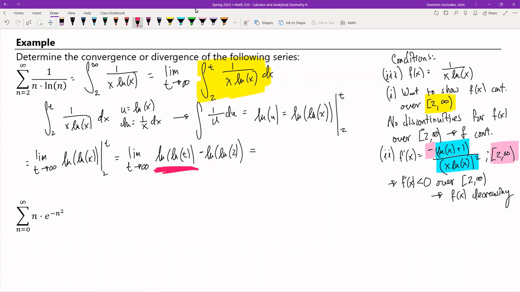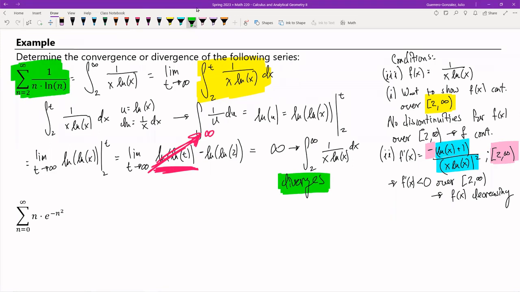As t goes to infinity, ln goes to infinity, which means the ln of the ln goes to infinity. So then this shoots into space. That's going to be equal to infinity. So then therefore, this limit is infinite, right? This tells me that the integral from 2 to infinity of 1 over x ln of x dx diverges, right? So then, since this integral diverges, the initial series must diverge as well. Okay. Since the integral diverges, the series must diverge as well.